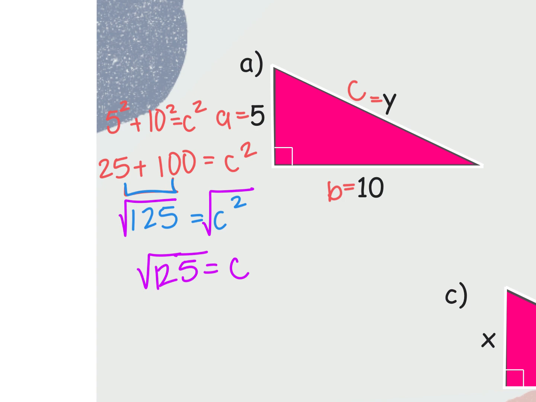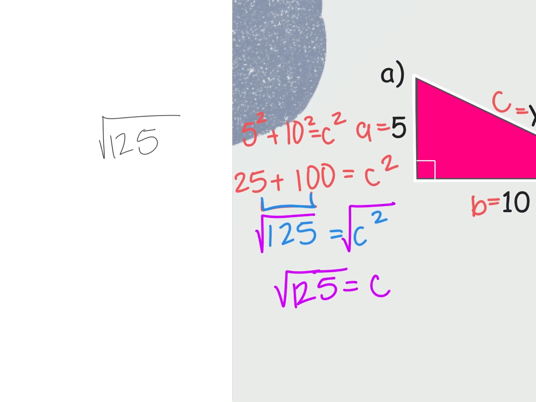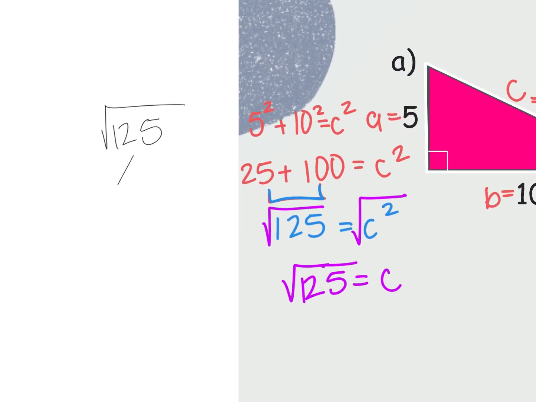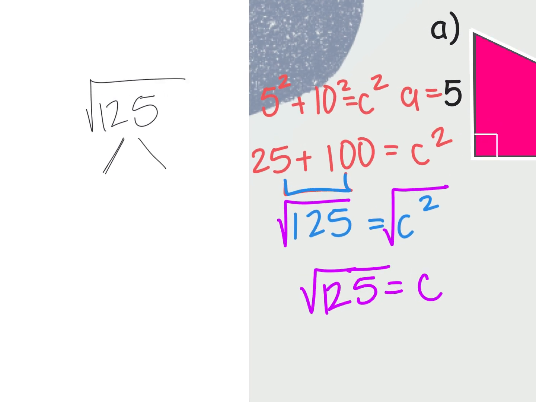Do we remember how to simplify a radical? Yes, no? Maybe so? All right, simplify my radical. Factoring it out is probably an easy way to do it. If I were to factor this out, what numbers multiplied together gets me 125? What is it? 25 and 5.